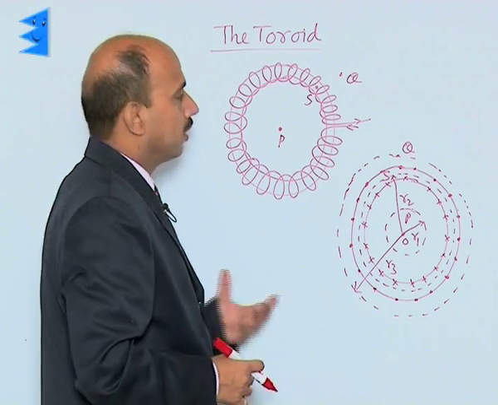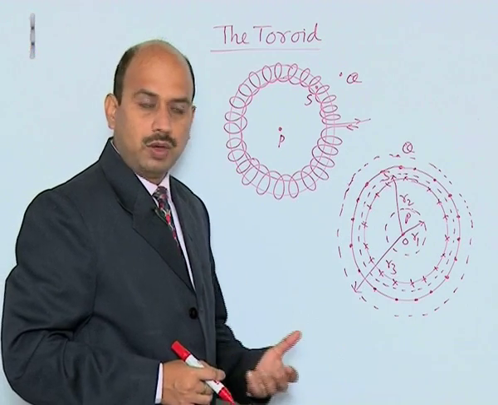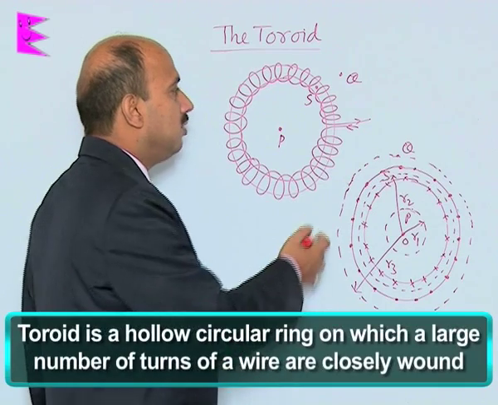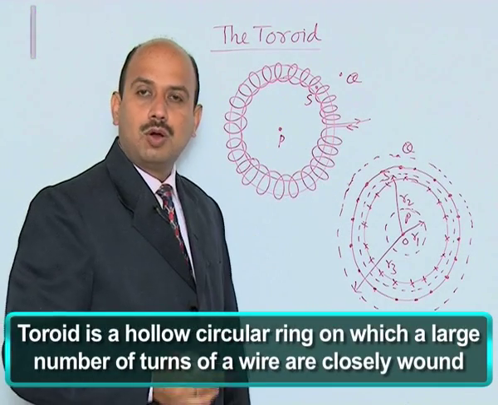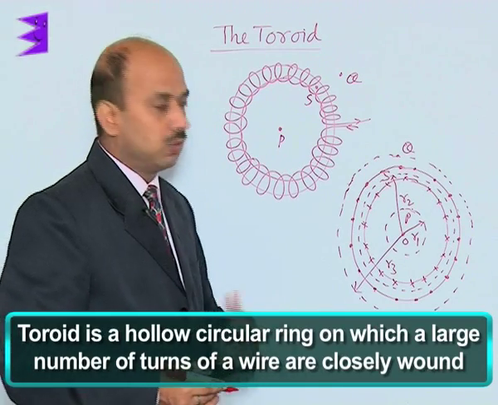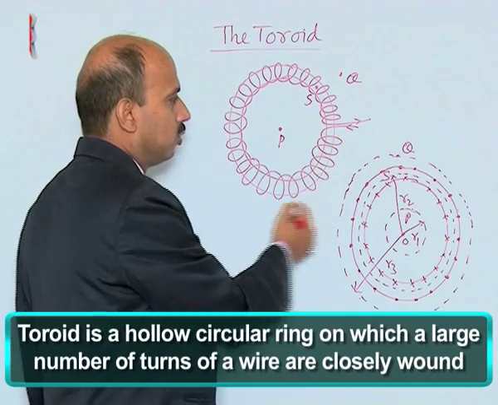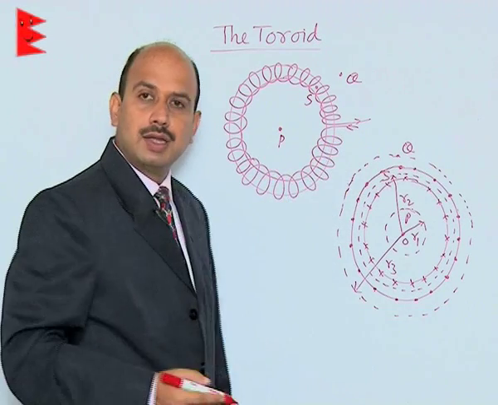Now see here, toroid. A toroid is actually considered an endless solenoid. In this case, there is a hollow circular ring on which a large number of turns are made, which are closely wound, and the current is passed through this. When current is passed through this, it produces a magnetic field.